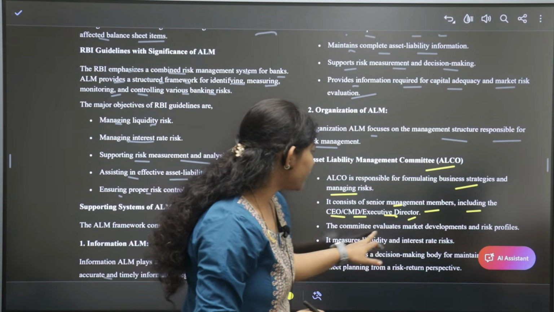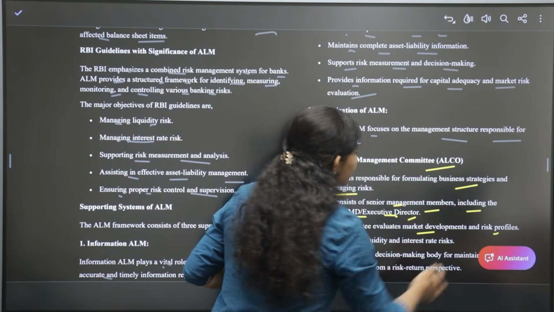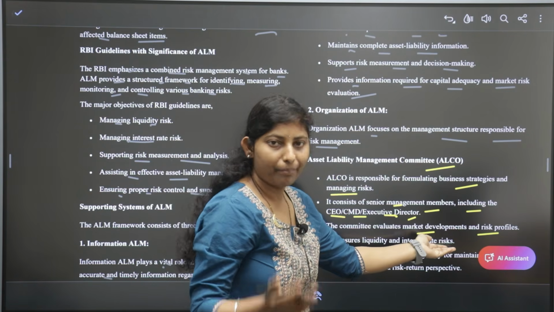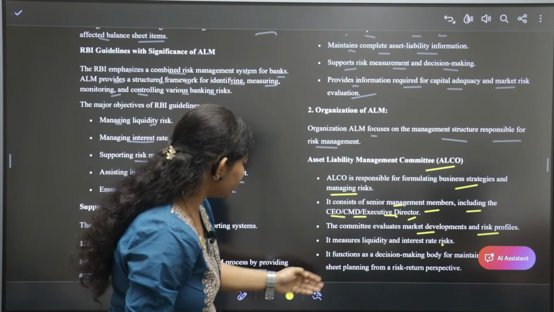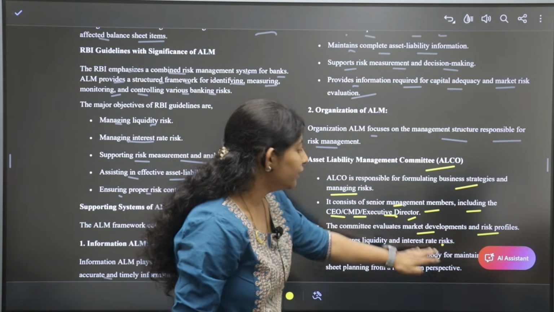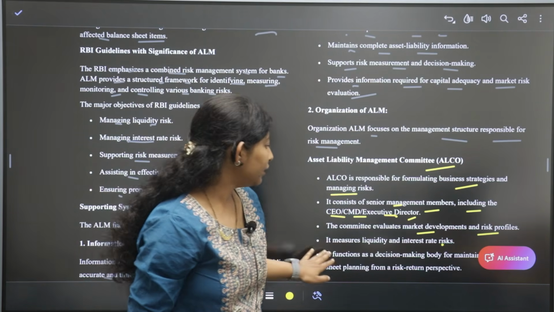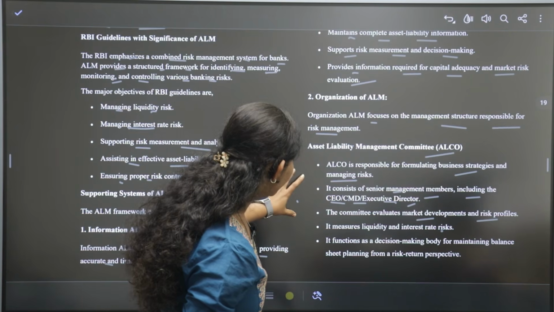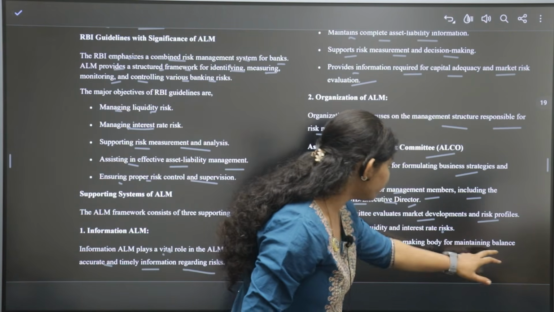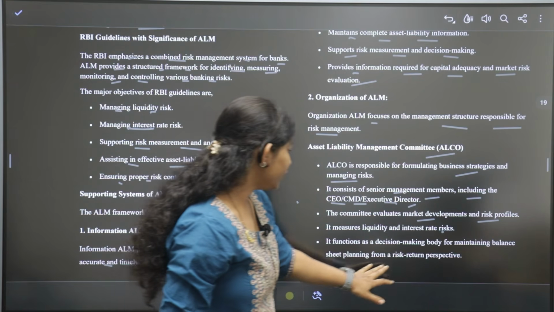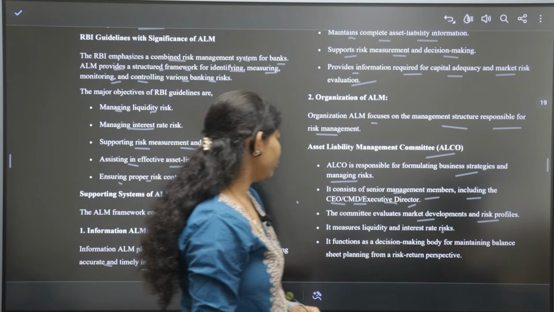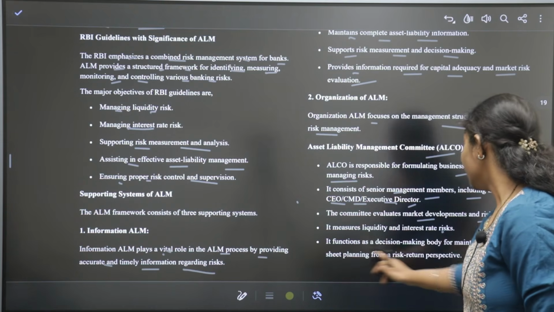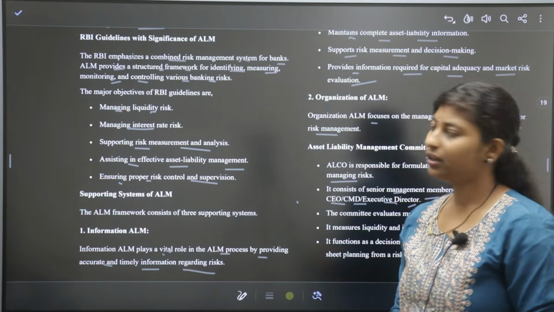Next, the committee evaluates the market development and risk profiles. So what these members do is evaluate the market development and come to know about their risk. It measures liquidity and interest rate risk. Already we are clear with all these words. Next, it functions as a decision making body for maintaining balance sheet planning from a risk return perspective. It also helps for better decision making.